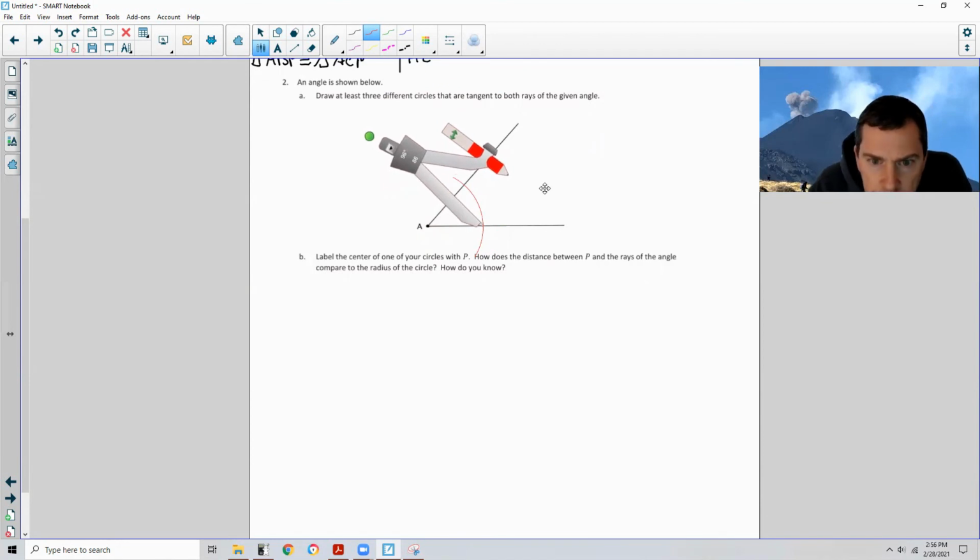Move the compass over to one intersection point, which is right here. Draw an arc. What is it not drawing? That was weird. And then bring it over to here.